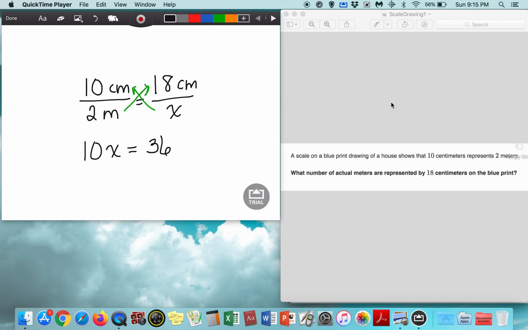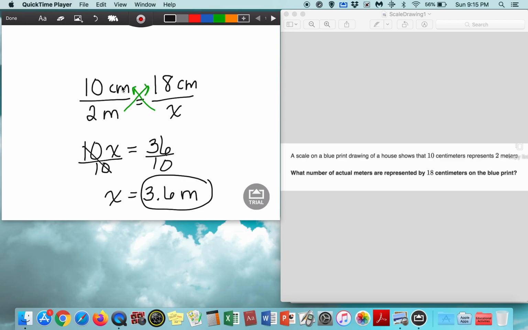And then you have a one-step algebra equation. And so I'm going to divide both sides by 10. Now here's where your calculator could come in handy, because if you punch that in, you're going to see that it's 3.6, or you could get the fractional answer on this as well. And then this would be meters. And so there would be our answer on this. How many meters would that be? It would be 3.6.